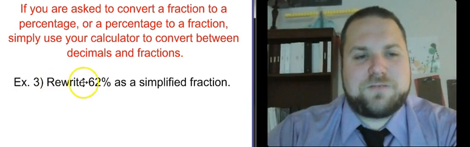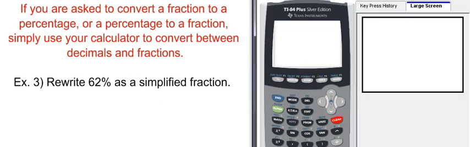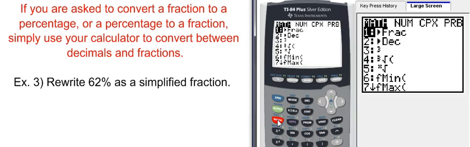So if we are asked to write, for instance, 62% as a simplified fraction, then all we have to do is go to our trusty handy-dandy calculator, and we're going to tell the calculator that we want 62% as a decimal. So I go ahead and turn it into a decimal by dividing by 100, and the decimal I get is 0.62. Now I'm asked to have this as a fraction. So if I have a decimal and I want to turn it into a fraction, what I'm going to do is hit the math key, and that brings up a menu that looks like this. And we're interested in the first two options.